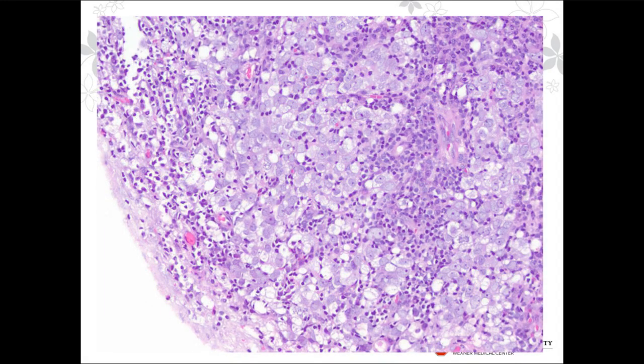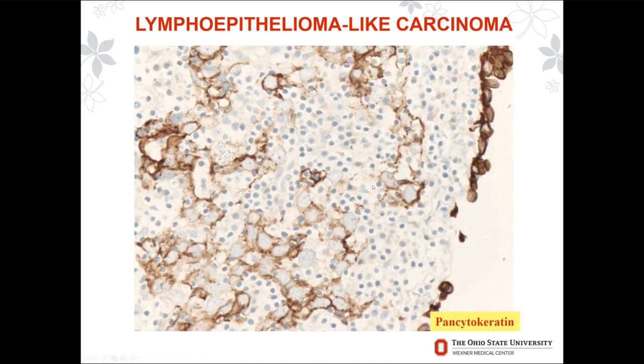So this is an example of bladder cancer with lymphoepithelioma-like features. You can see very large cells with vesicular nuclei surrounded by an infiltrate of inflammatory cells and lymphocytes, predominantly lymphocytes. If you stain this with keratin, you can see the very large cells are staining with keratin, but the lymphocytes in the background are not.